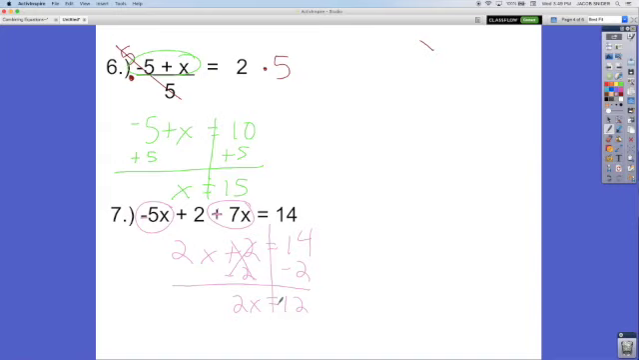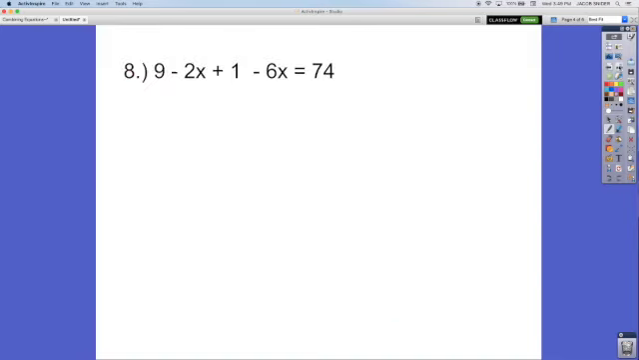And last but not least, we're going to divide here. Divide by 2. Divide by 2. 12 divided by 2. X equals 6. Okay. Here we go. Last one. Let's take a look at this one. Okay, let's combine all the stuff that looks alike.